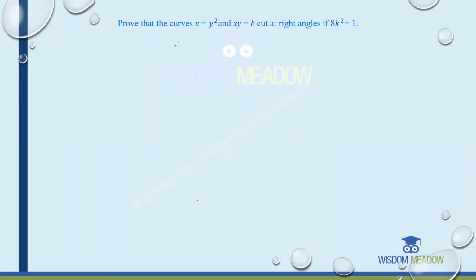Prove that the curves x = y² and xy = k cut at right angles if 8k² = 1. So if the curves cut at right angles, obviously the tangents would also cut at right angles at the point of contact. So you need to find the point of contact of both these curves. That is, you have to solve the equations.